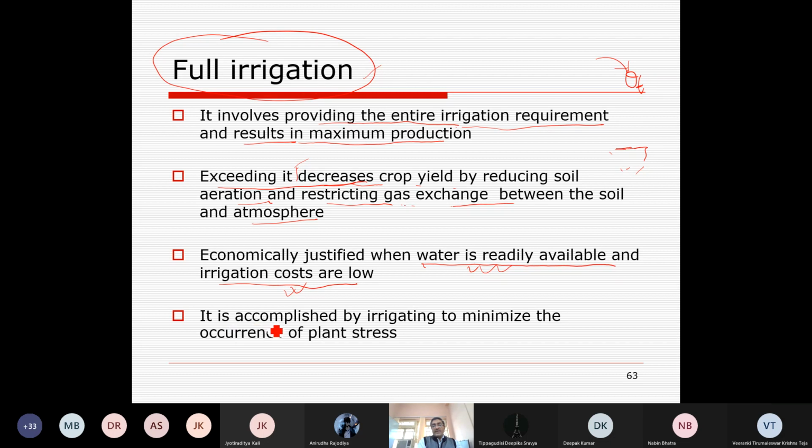Full irrigation is accomplished by irrigating to minimize the occurrence of plant stress. It means there is no stress, or almost zero stress, to the plant, and only then is it giving the maximum potential output in terms of yield. So this is the irrigation schedule for full irrigation, if two conditions are there: sufficient water and not a high cost of application.